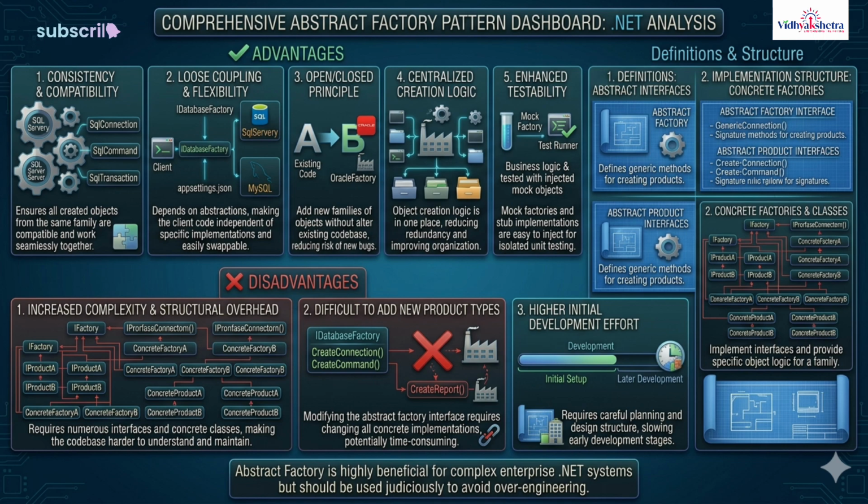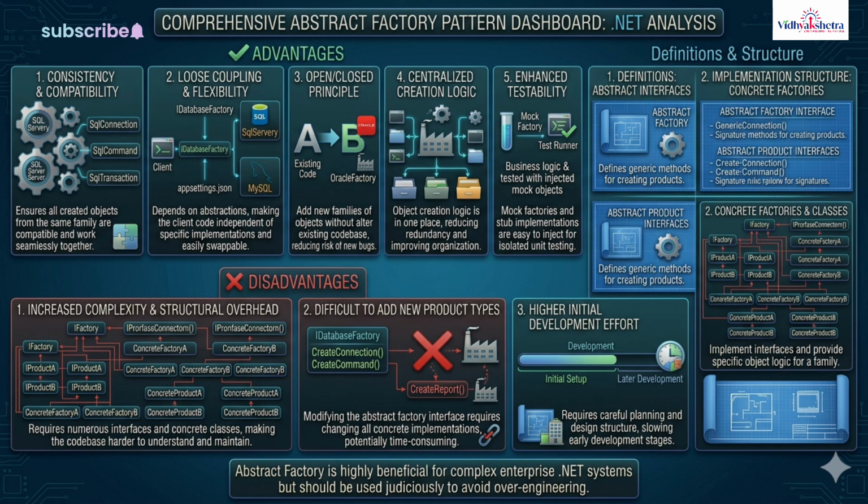The pattern also strongly supports the open/closed principle, allowing developers to introduce new families of objects without altering existing code. In a growing .NET application, this is extremely valuable. For example, if a new database like Oracle or a new external service needs to be integrated, developers can add a new factory and corresponding classes while keeping the existing system untouched. This reduces the risk of introducing bugs and makes the codebase more stable over time.